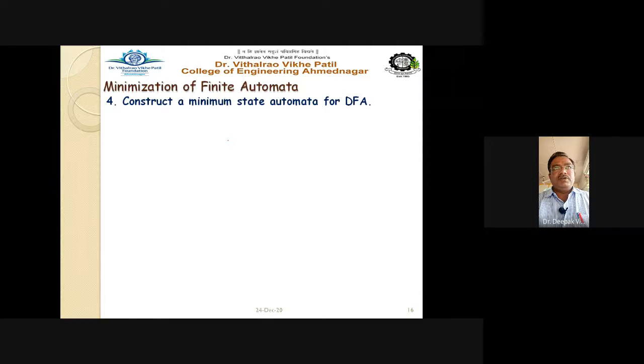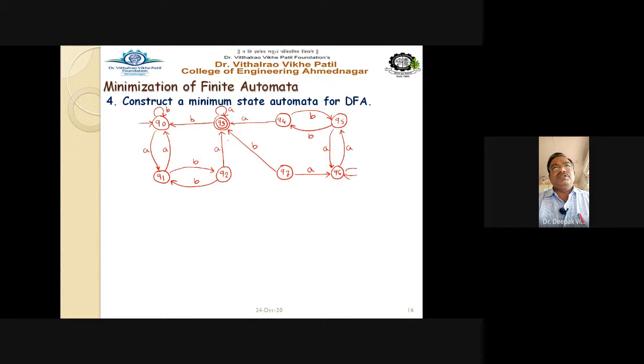The next example: construct a minimum state automata for the given. So see here, how many states? That is Q0, Q1, Q2, Q3, Q4, Q5, Q6, and Q7. Again, 8 states are given, and we have to write down the first step. We have to write down the transition table from this diagram.